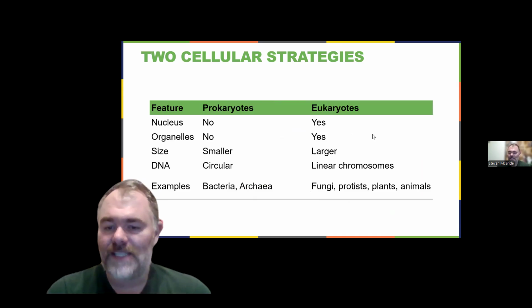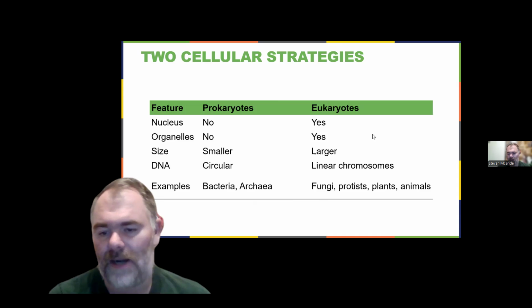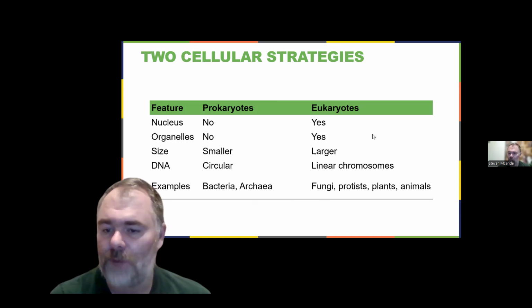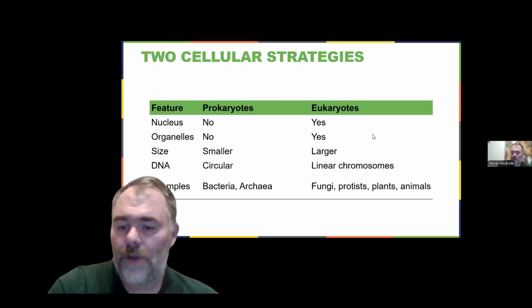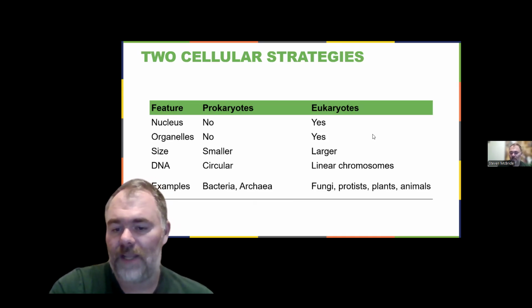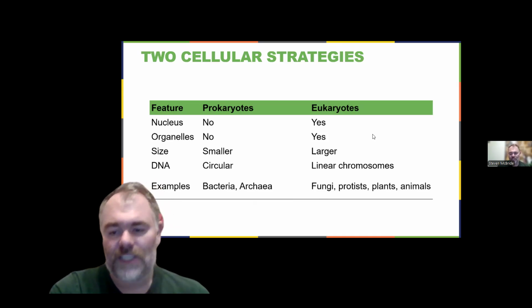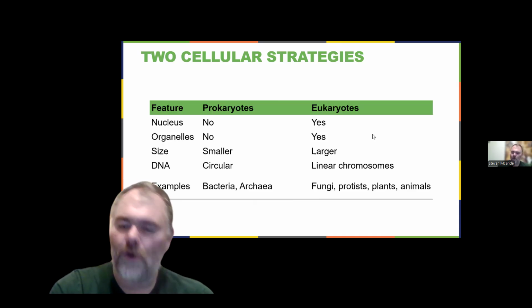This table summarizes the major differences between prokaryotic and eukaryotic cells. As you look across the chart, notice the consistent pattern. Prokaryotes are generally smaller and simpler internally, while eukaryotes are larger and more compartmentalized. Neither design is better. Instead, these are two different evolutionary solutions to the challenges of life. Both cellular strategies have been enormously successful across Earth's ecosystems.